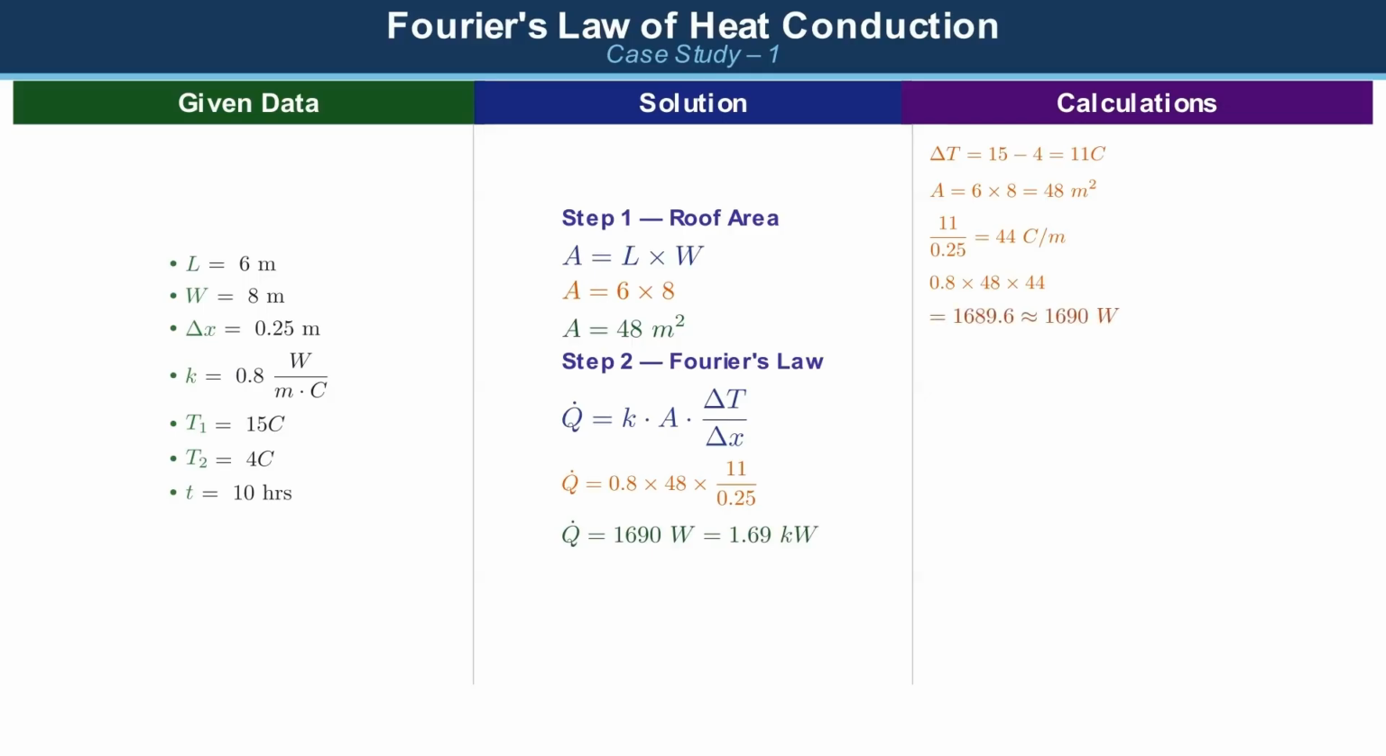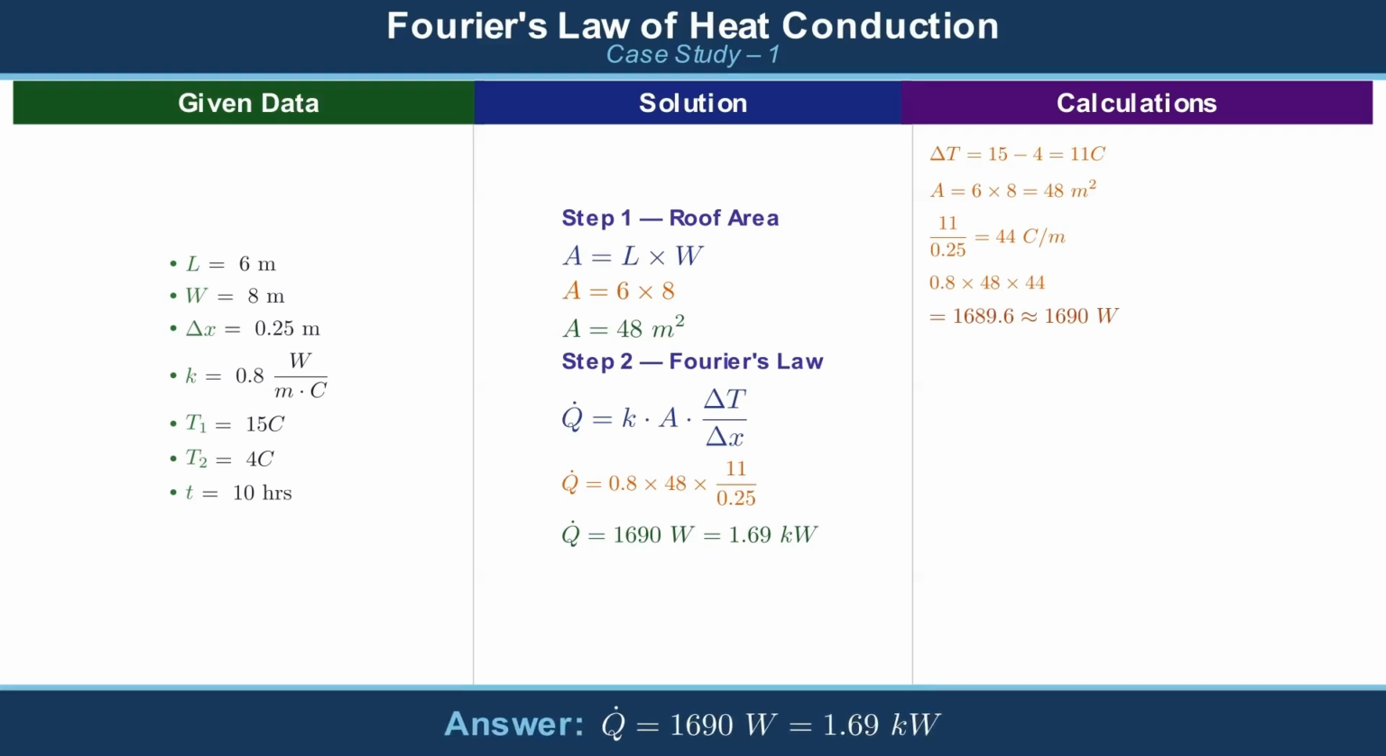The temperature gradient, 11 divided by 0.25, equals 44 degrees Celsius per meter, and the full product becomes 0.8 times 48 times 44. This gives us a rate of heat loss of 1,690 watts, or 1.69 kilowatts. Note that the precise computed value is 1,689.6 watts, which we round to 1,690 watts. Therefore, the rate of heat loss through the concrete roof that night is 1,690 watts, or 1.69 kilowatts.